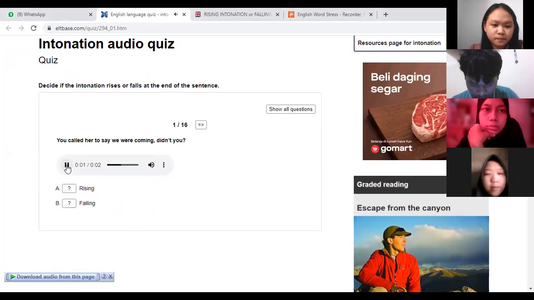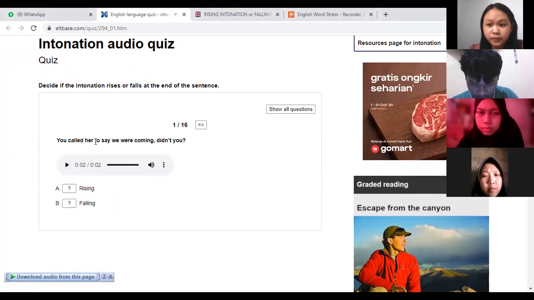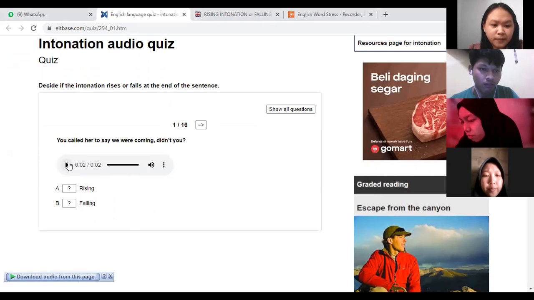You called her to say we were coming, didn't you? So I will play it again so you can hear it clearly, right? You called her to say we were coming, didn't you?